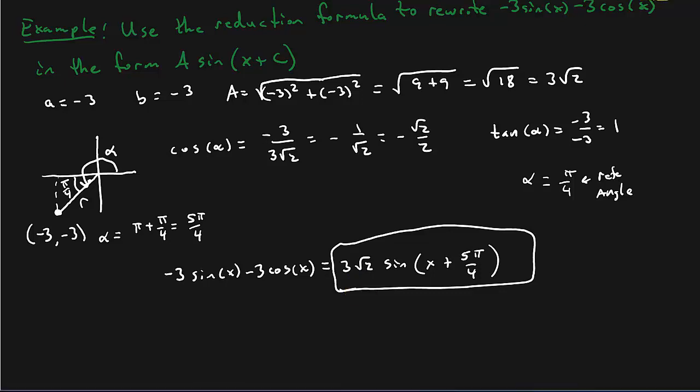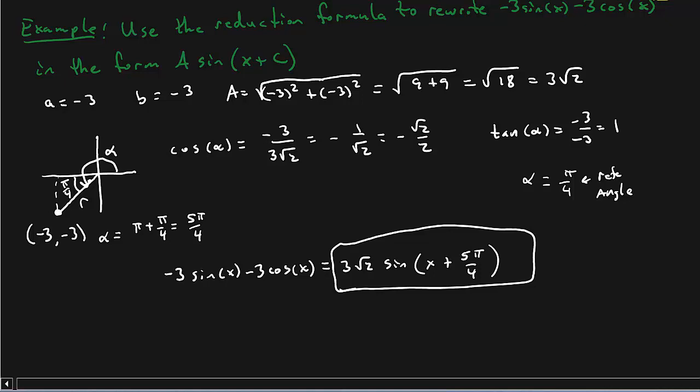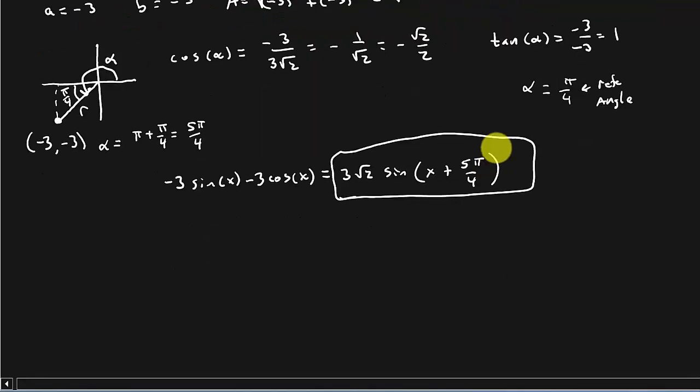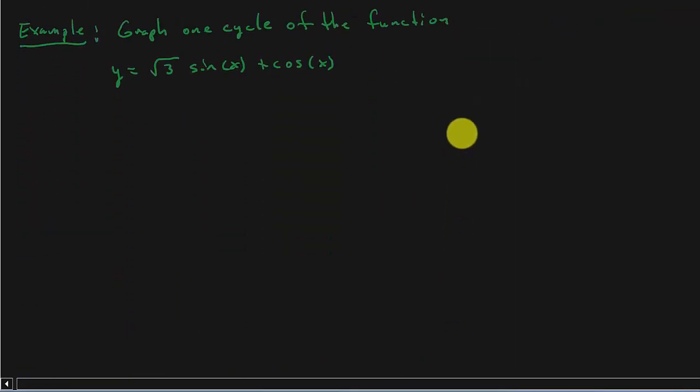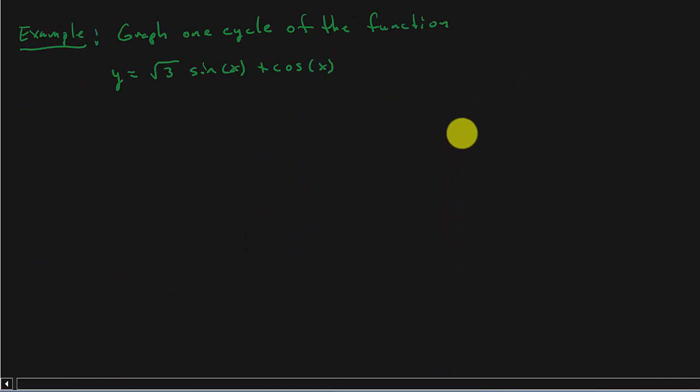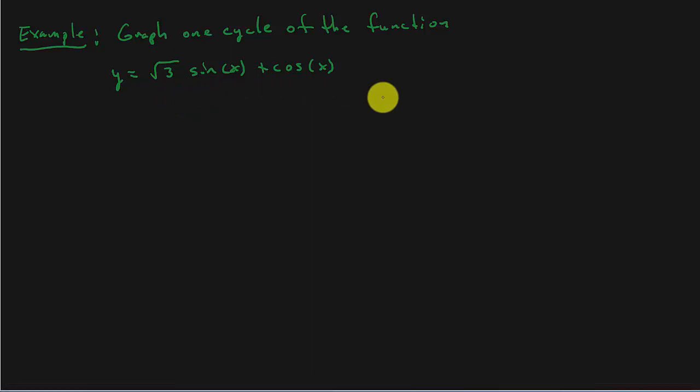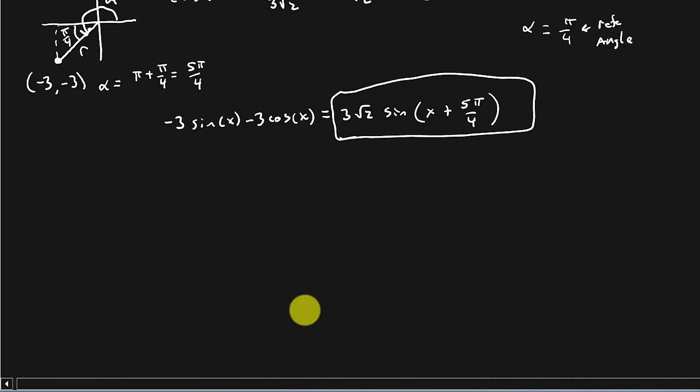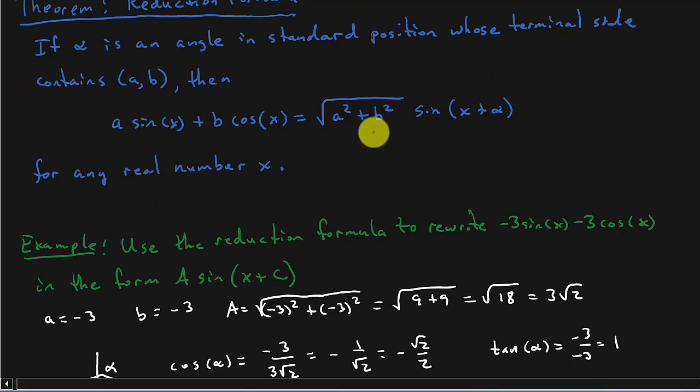Now, let me ask you this. Where would this come in handy? Well, I'm glad you asked that. Let's look at the next problem. Graph one cycle of the function. You want to graph that? Well, we could. But how about we just write it as a sine function using this reduction formula and then graph it, because that would be much easier.